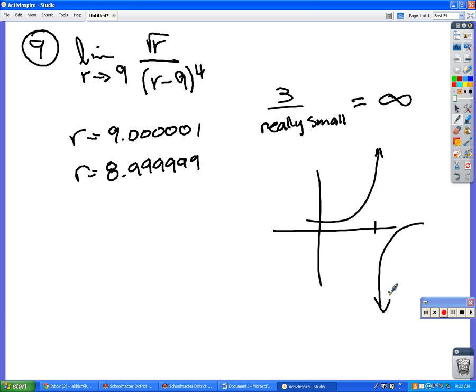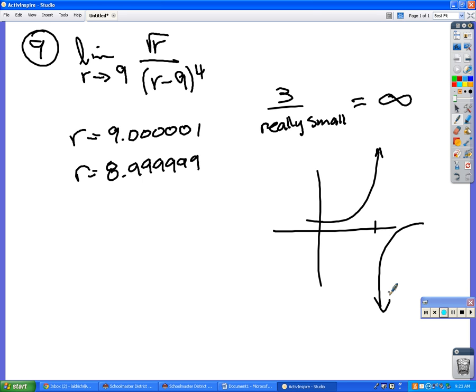So if you put this in here, you get a really, really small negative number. But then what happens when you take that really small negative number and raise it to the 4th power? It becomes positive. So you're in the same situation here, where you have basically 3 over a really small number, which is infinity. Okay? So the only way really to do this without looking at the graph is just to think about what's happening around 9. Okay?